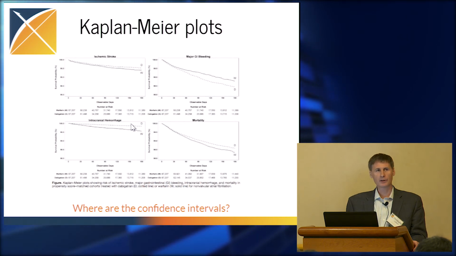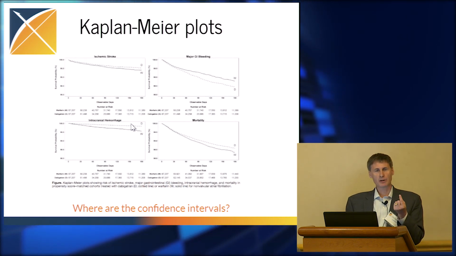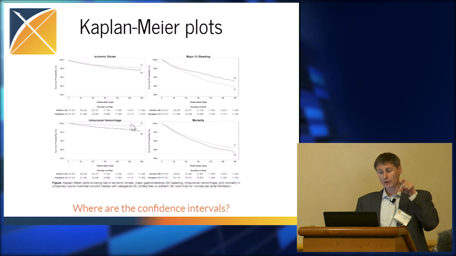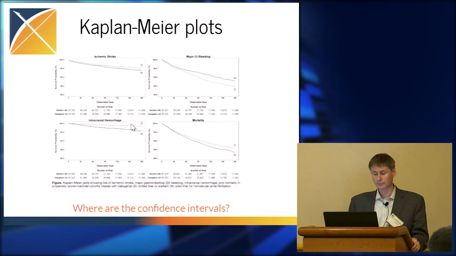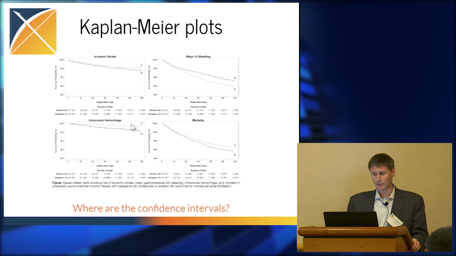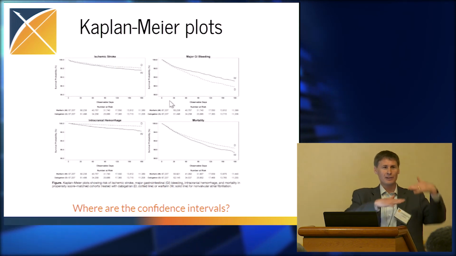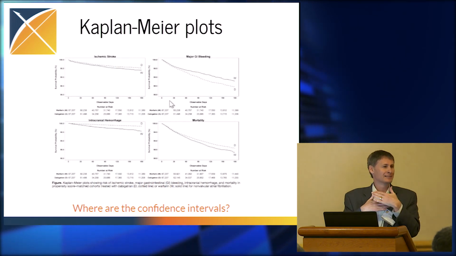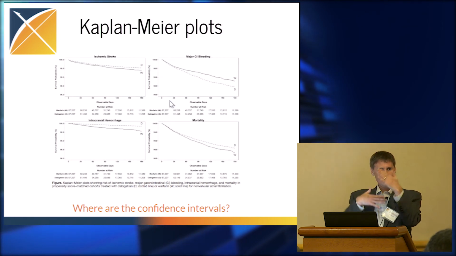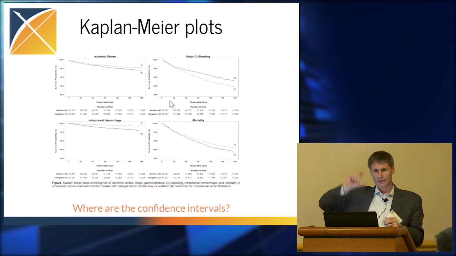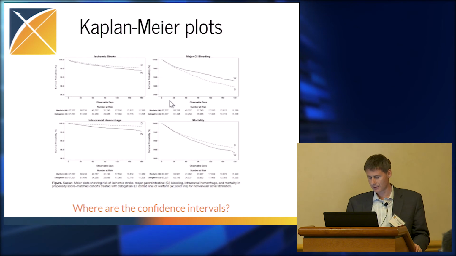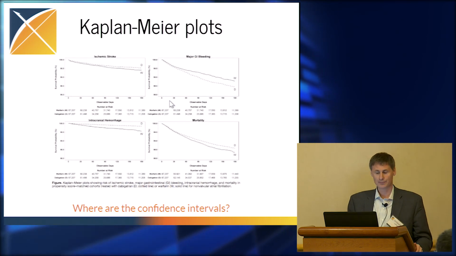One thing that's important is to have some estimate of confidence. There are no error bars on the Kaplan-Meier plots. And so the human eye looks at these curves and says, well, yeah, they look different. But unless you have a shaded error bar, as we'll see in some graphs, it's hard to say. Who knows?